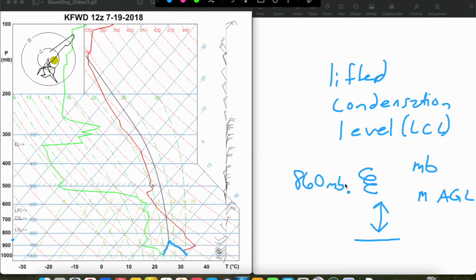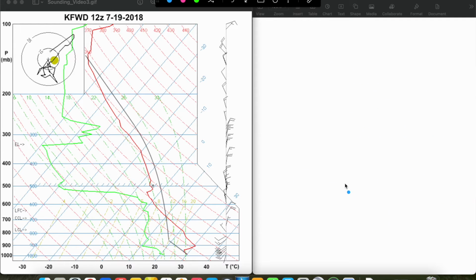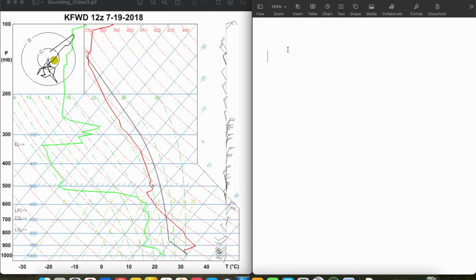And again, we're just making rough estimates. Of course, the computer programs will calculate these much more precisely. But for our purposes here, we're just estimating it. It looks to be somewhere about 860 millibars. So that's how you find the LCL. Again, it's just where the parcel, when it's pushed upward, becomes saturated.